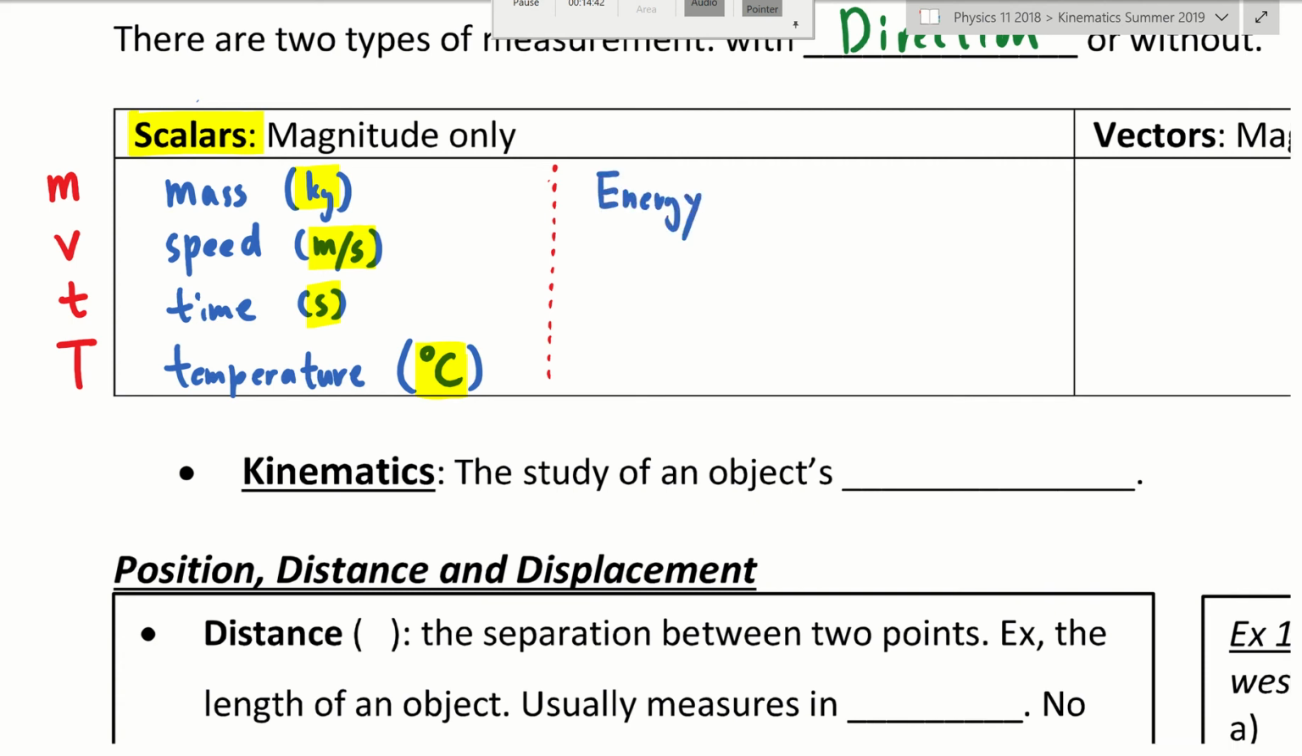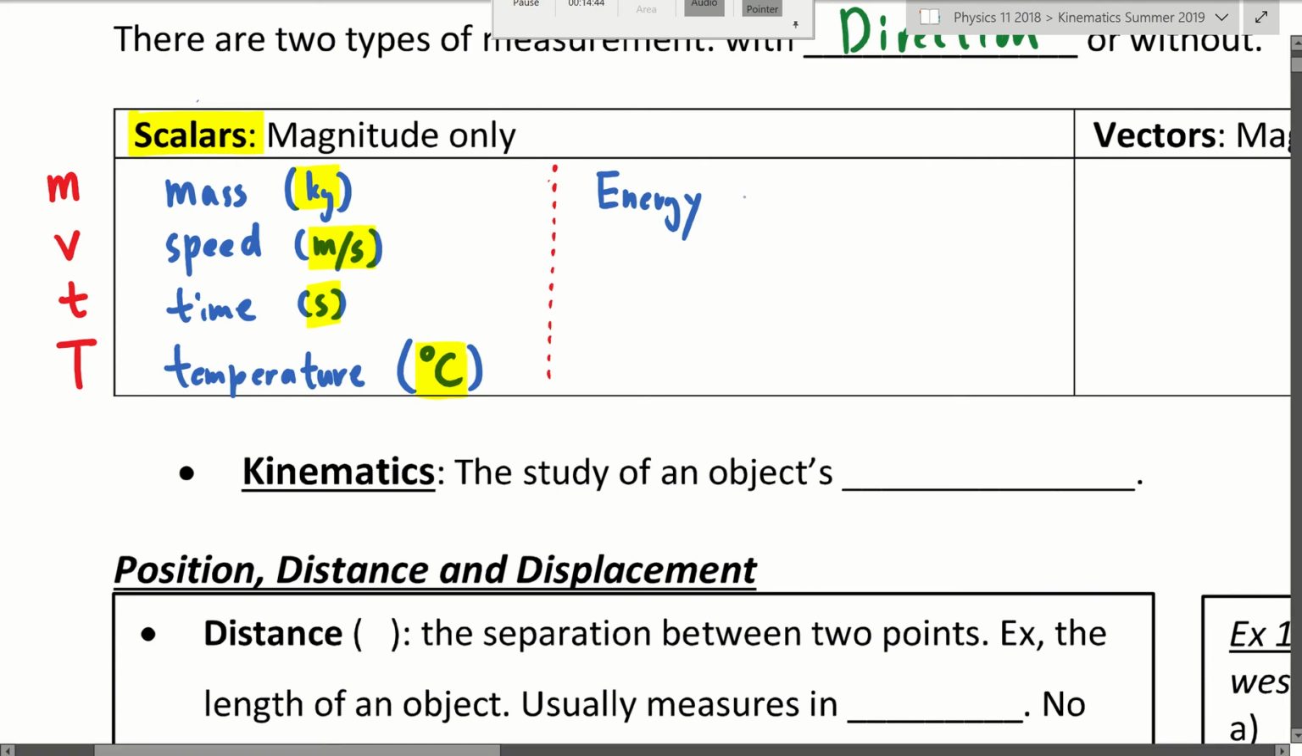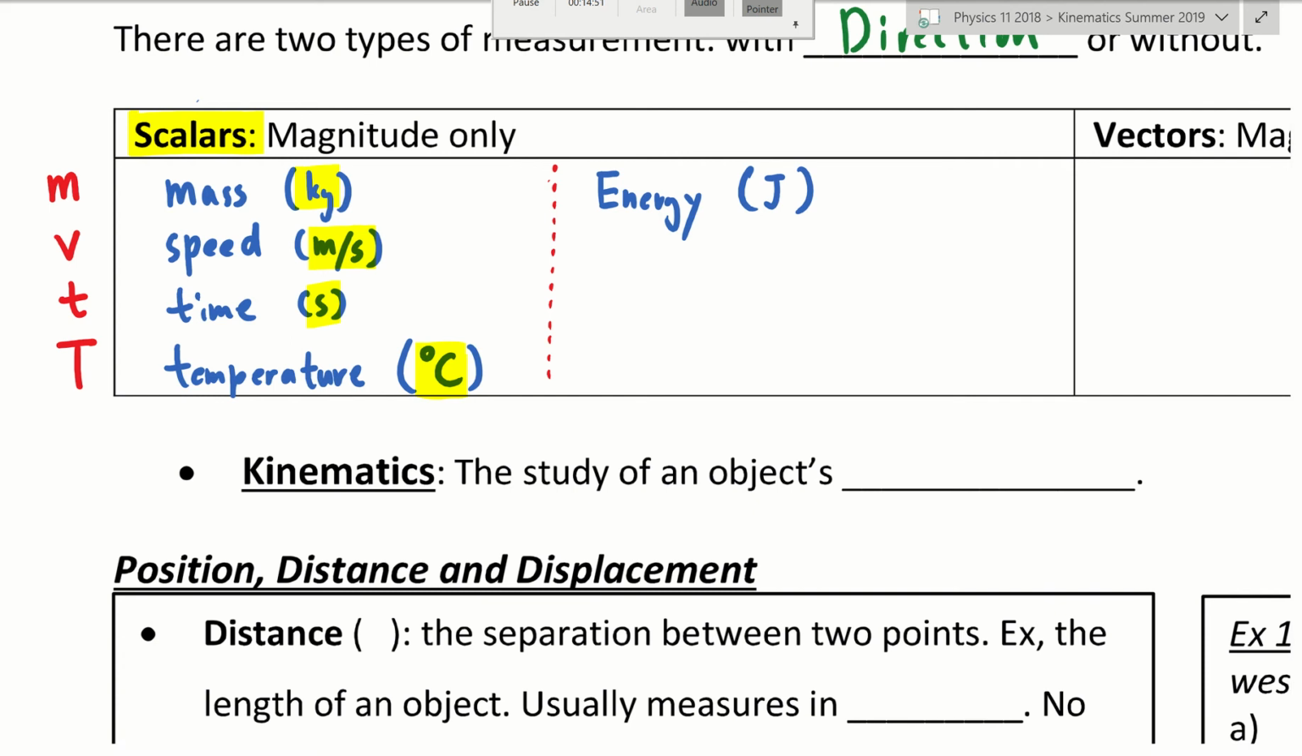For example, the quantity for energy is measured in joules. I think you have learned it in a previous science class. Energy is like money. If you have energy, you can do stuff. If you have money, you can buy stuff, right? So it doesn't have direction. Money doesn't have direction, right?